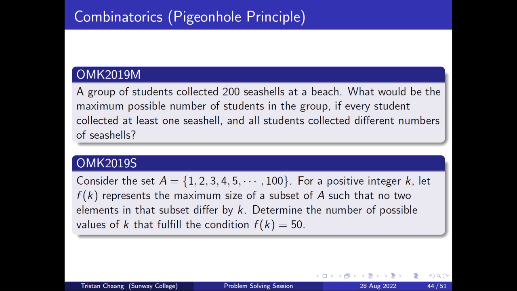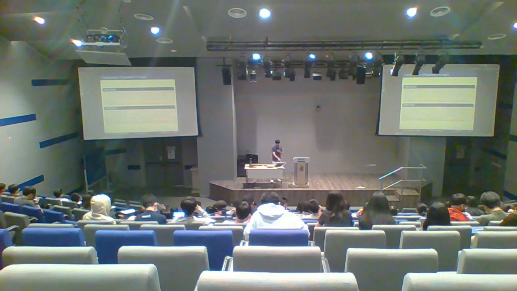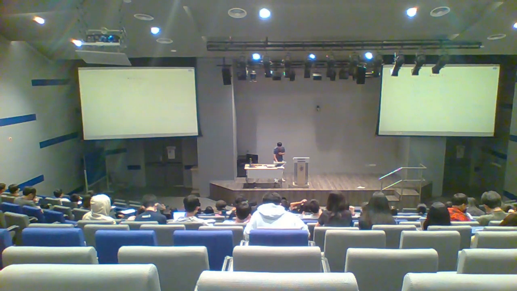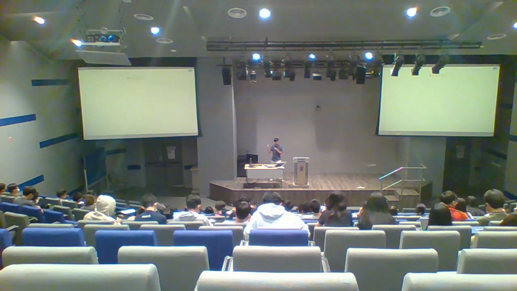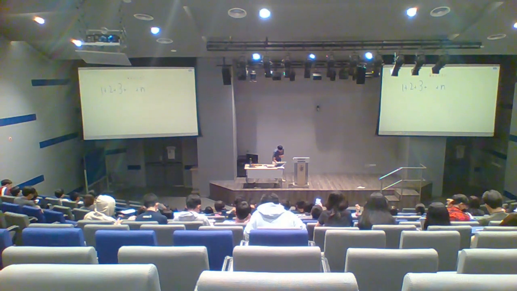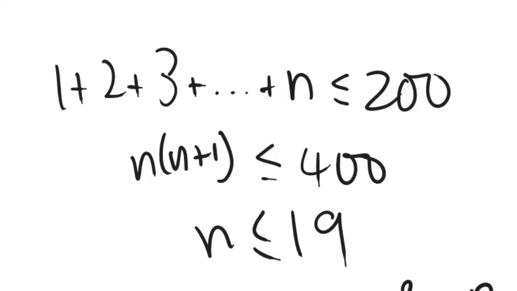We have 4 minutes left. Let's just try the first one. In fact, that's probably doable in 4 minutes. So the first one is 200, right? We want the total to be 200, but every single term is positive and different. So the extreme case is 1 plus 2 plus 3 until some number, and you want this to be at most 200. If it's more than 200, that means impossible.